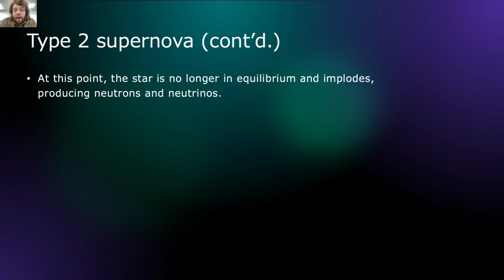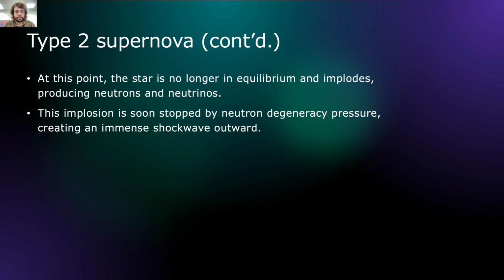So at this point, when we have an iron core, the star can no longer be in equilibrium because there's no longer any radiation pressure really pushing out, or not enough anyway. So when this happens, all of the material in the star implodes in on itself, so collapses in on itself. And when this happens, as we know, it creates neutrons. And when we create neutrons by combining electrons with protons, we get lots of neutrinos as well. So we have neutrons and the neutrinos being shot off from the star when it implodes like this.